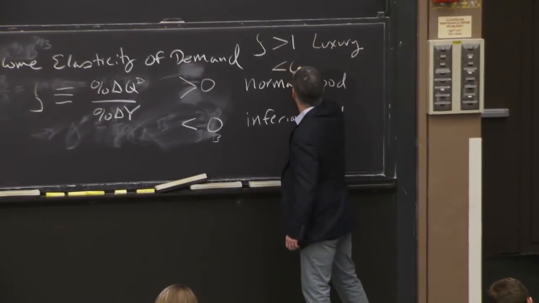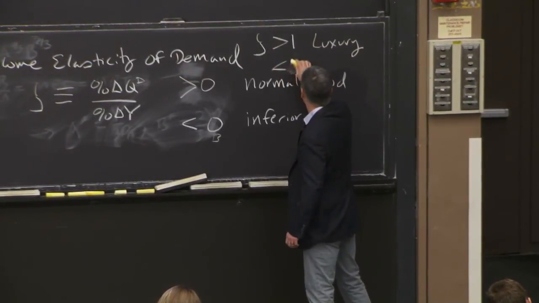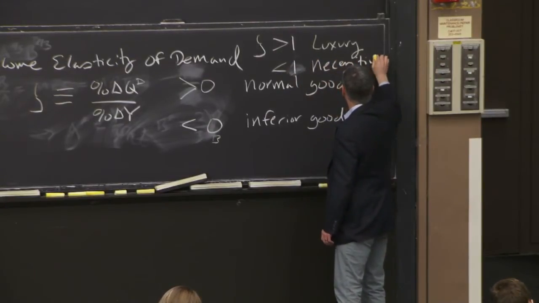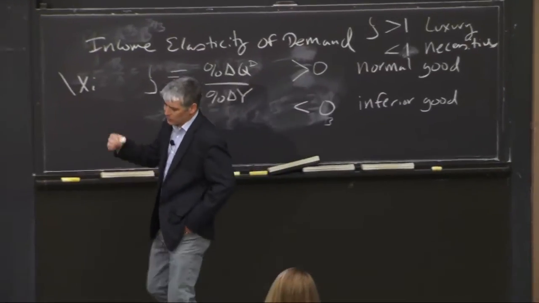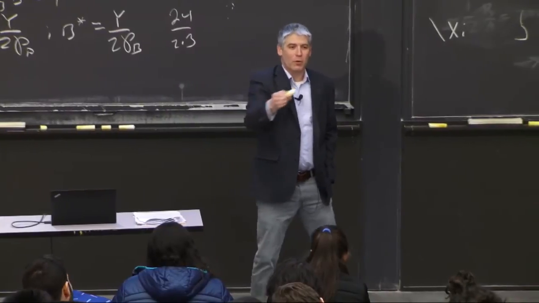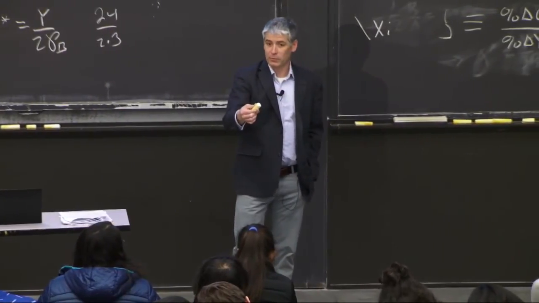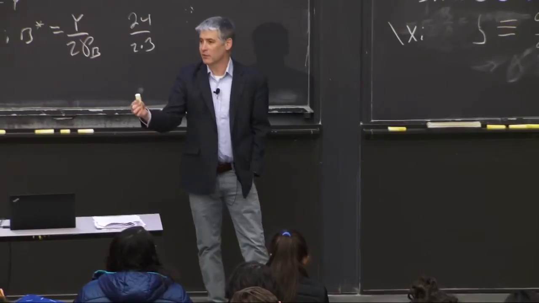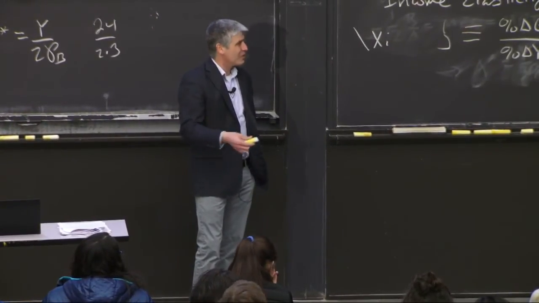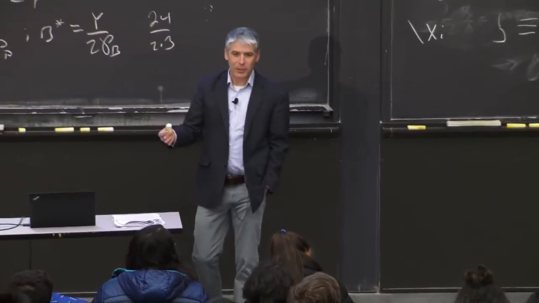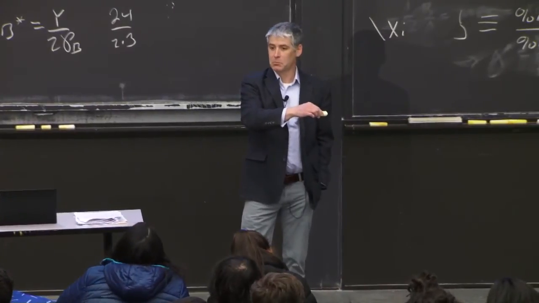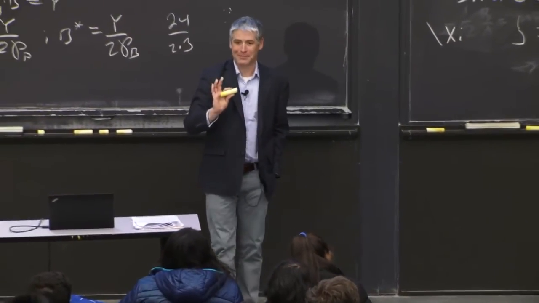Other goods, with xi less than 1, are known as necessities. Necessities are goods for which you buy them when you're poor, and you still buy a little bit more as you get richer, but not proportionally so. Food would be a good example of that. You might spend a lower proportion of your money on food as you get richer. Might. Depends a little bit.